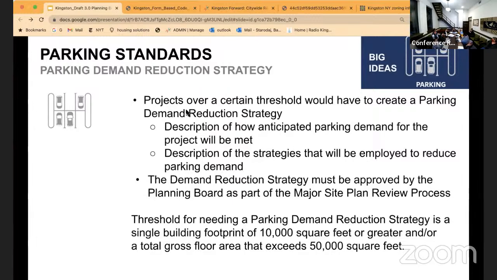As Stu mentioned, we did include a parking demand reduction strategy, so projects over a certain threshold would have to describe how they're planning on meeting anticipated parking demand, and a description of any strategies that will be employed to reduce that parking demand. And that parking demand reduction strategy would have to be approved by this body as part of a major site plan review process. To Stu's point, that is currently a tool that is proposed.